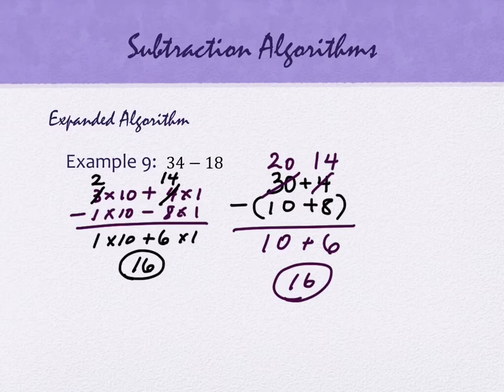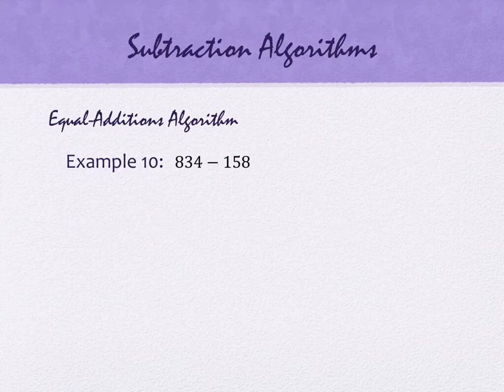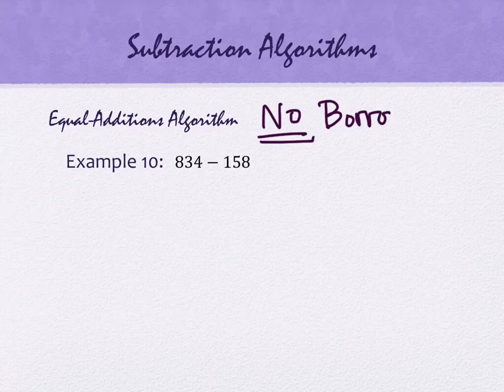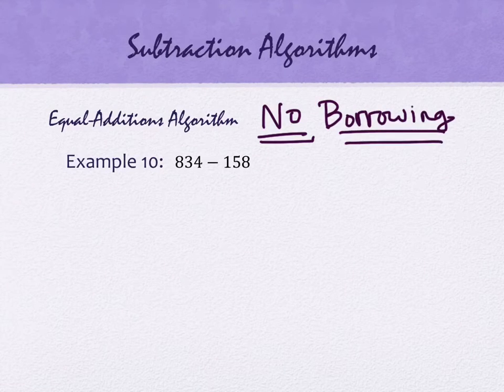Okay, we don't have a lattice algorithm or a scratch algorithm for subtraction, but we do have an additional algorithm. It's called the equal additions algorithm. I want you to write this down. I'm even going to write it because it's so important. The whole goal here is no borrowing. So if at the end of this problem, when you're working this on your own, you ever borrowed, then you made a mistake. The whole point of this algorithm is that you never borrow.